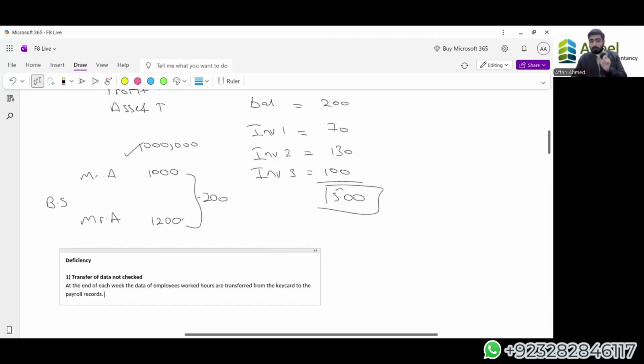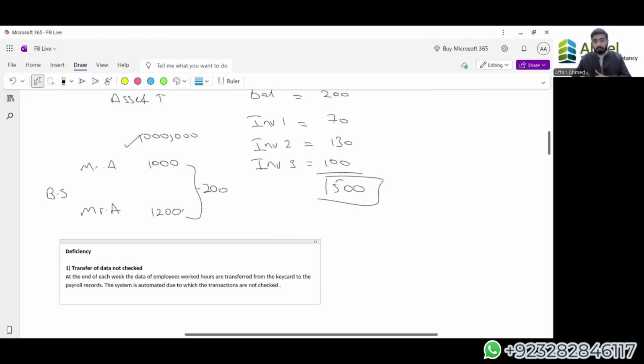And what was the problem in the statement? The problem statement was that the system is automated, due to which the transactions are not checked. This was the statement. Okay, one statement is present in front of me. Now, what was the problem? Why is it a problem? The problem is in front of you. Why is it a problem that we have to write?